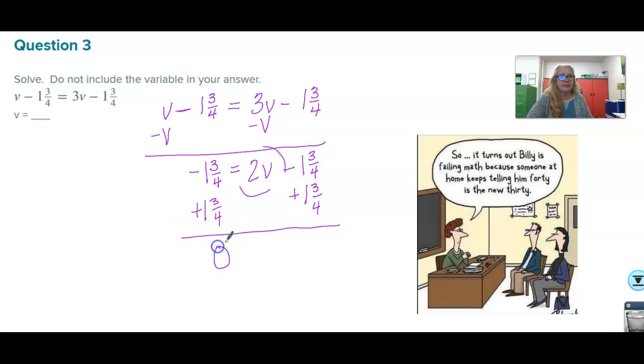And this is like deja vu because I now have 2v equals 0 because negative 1 3/4 and positive 1 3/4 cancel. And then we divide both sides by 2. And I get v equals 0. Computer-generated problems.